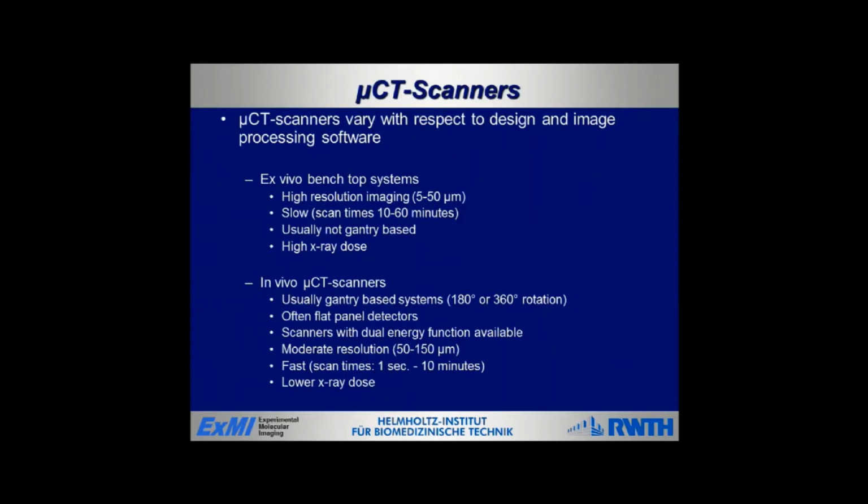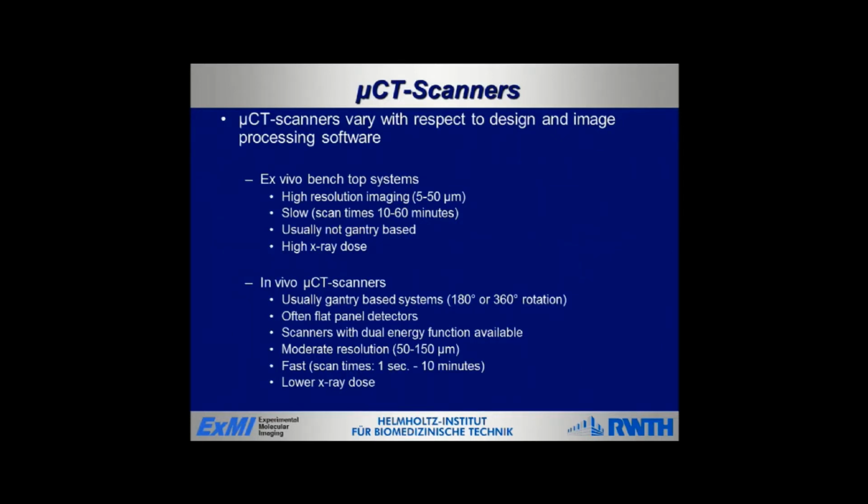When we talk about micro-CT, we should first be aware that there are very different scanners on the market which can be used for different purposes. Roughly, we have on the one hand the ex vivo benchtop systems, which offer very high resolution, down to less than 5 micrometers pixel size length. They are slow. They usually need 10 to 16 minutes or even longer to record an image. They are usually not gantry based, and you need a very high X-ray dose to investigate the object.